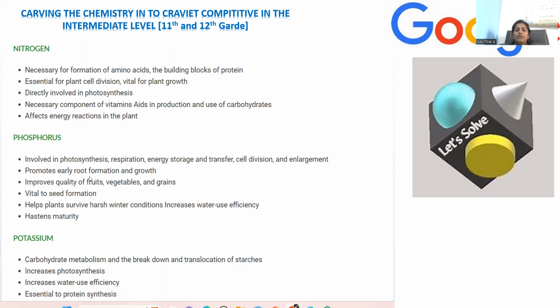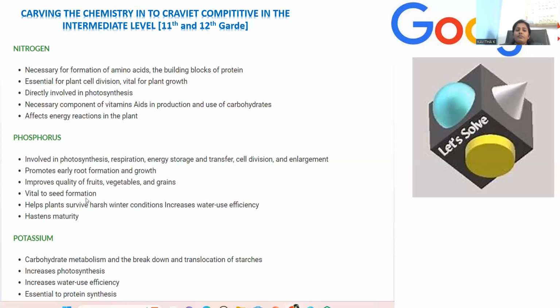Phosphorus promotes early root formation and growth. Root formation and root system development are carried out by phosphorus. It improves the quality of fruits, vegetables, and grains. Whatever crop we are getting, the quality of the yield will be improved by the presence of phosphorus.